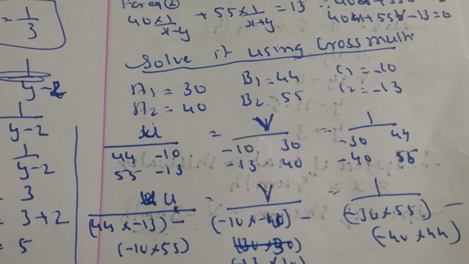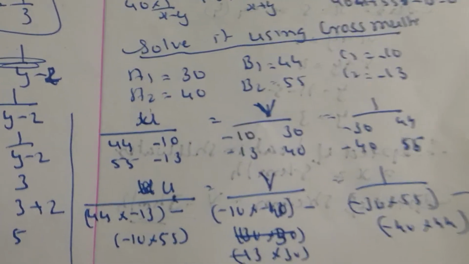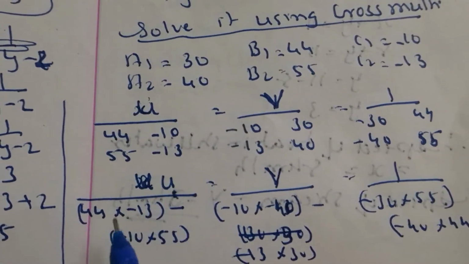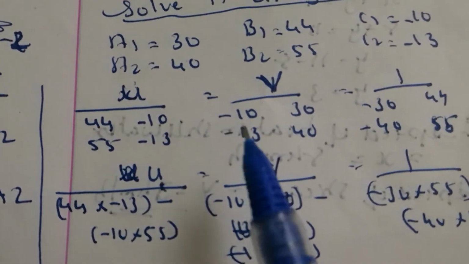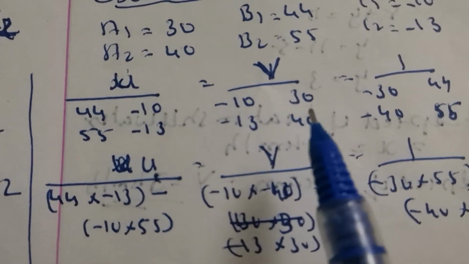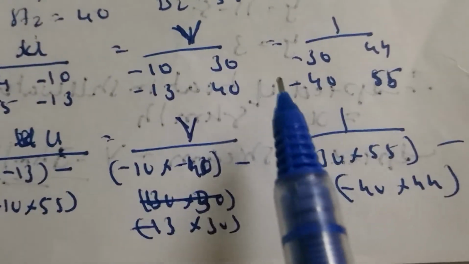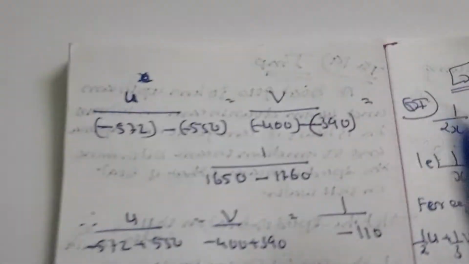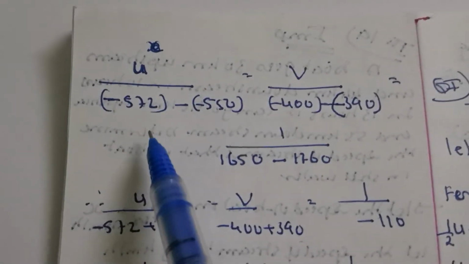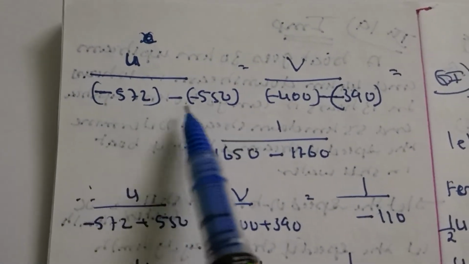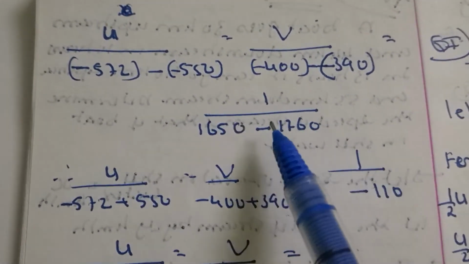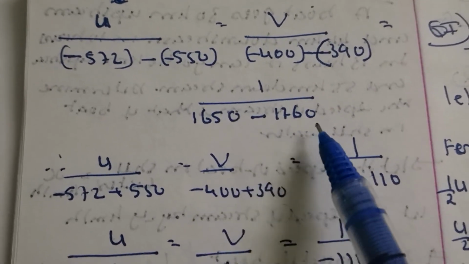I have not written the whole formula for b1, b2, c1, c2. I have just introduced the values over there and am going with cross multiplication. 44 into minus 13 minus 10 into 55, minus 10 into 40 minus 30 into minus 13, minus 30 into 55 minus 40 into 44. So after multiplying, I am going to get u is equal to 572 minus 550, v is equal to minus 400 minus 390, and 1 upon 1650 minus 1760.